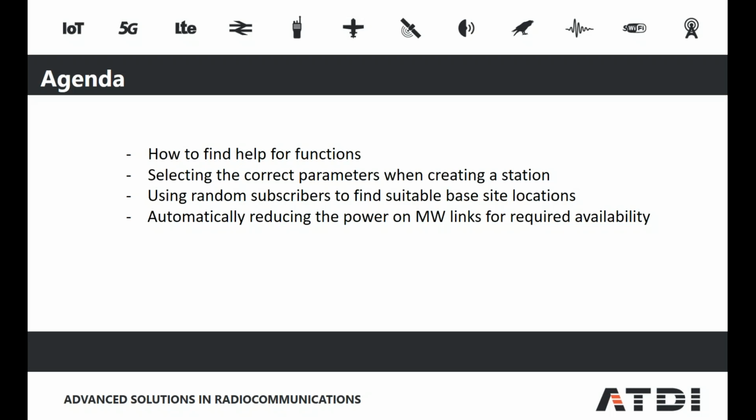And then automatically reducing the power on microwave links for required availability, not medium wave, microwave. I know it should be mu lambda, but in ATDI we use MW. That's really just an automatic power adjustment. You can set a microwave link, give it the kind of availability you require, give it an option of how much power to adjust from where you've already originally set it, and the tool will come up with a good suggestion for power.